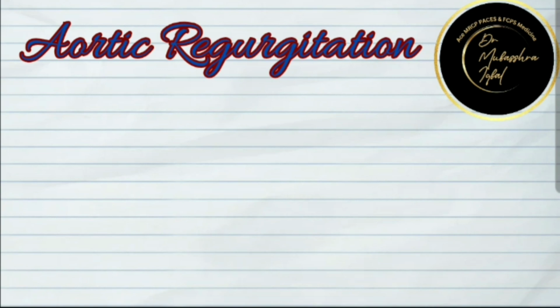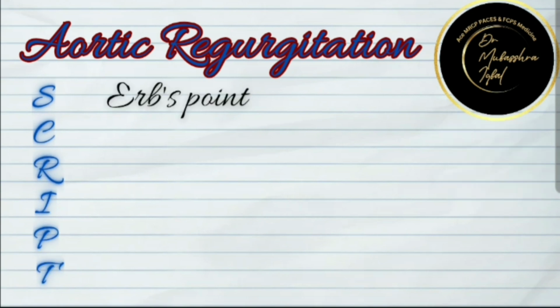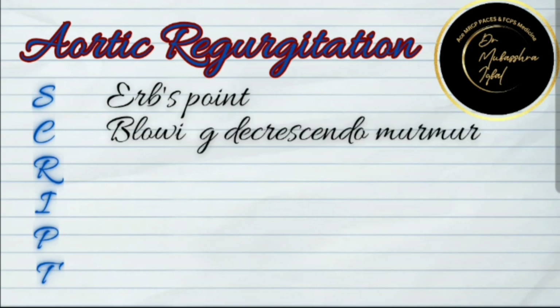Now this is the murmur of aortic regurgitation, which is also known as aortic incompetence. Here blood flows back from the aorta into the ventricle during diastole. Aortic regurgitation murmur is best heard at Erb's point, that is in the left third intercostal space in the lean forward position. It has a blowing decrescendo character.